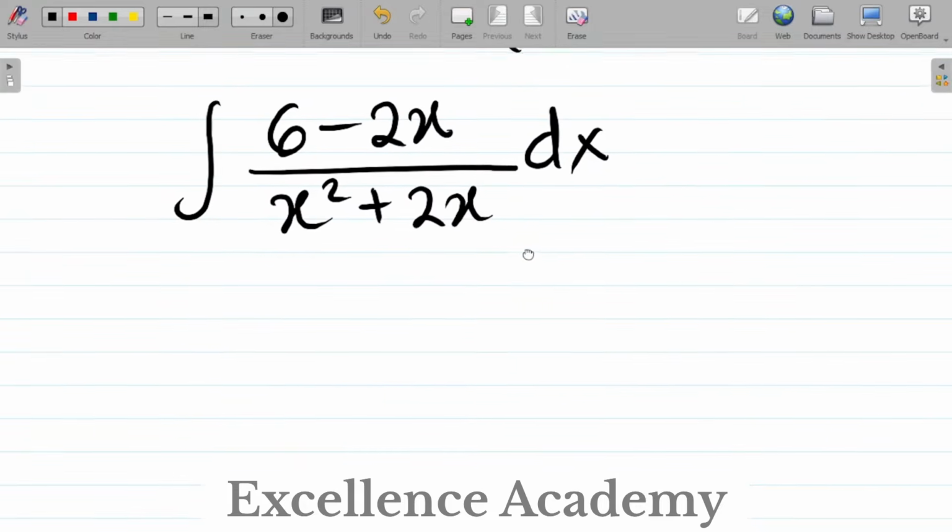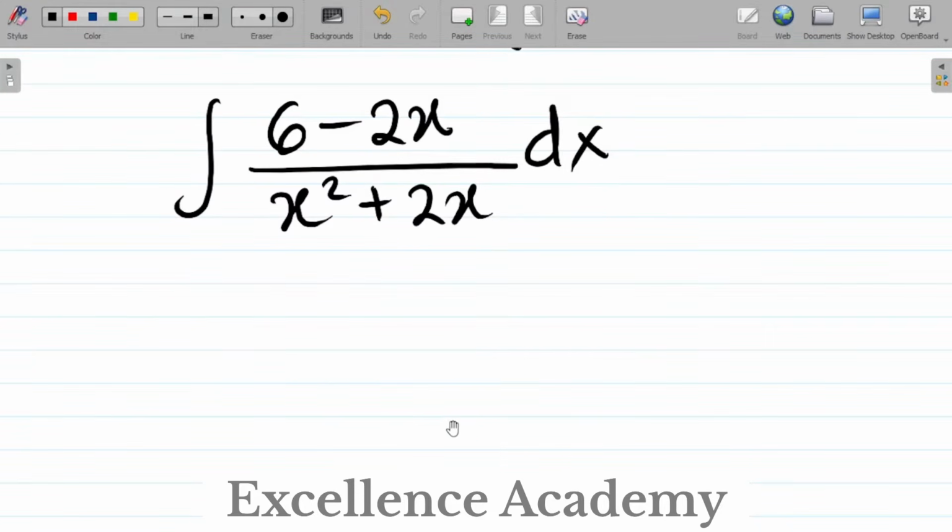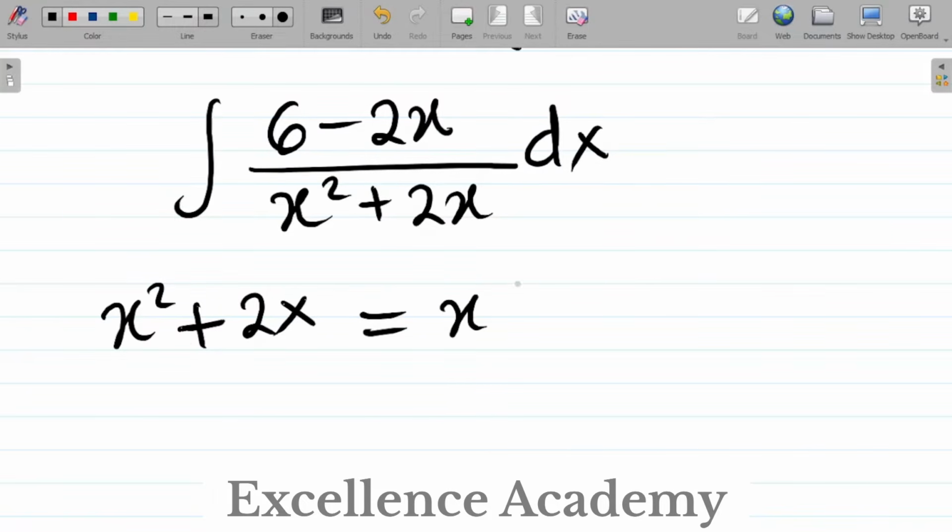To solve this question here, we use integration by partial fraction. To do that, all we have to do is focus on the denominator. My denominator here is x squared plus 2x, which is a quadratic function. I'll have to factorize this. Factorizing x squared plus 2x: x squared divided by x is x, and 2x divided by x is 2. So I have x into x plus 2.